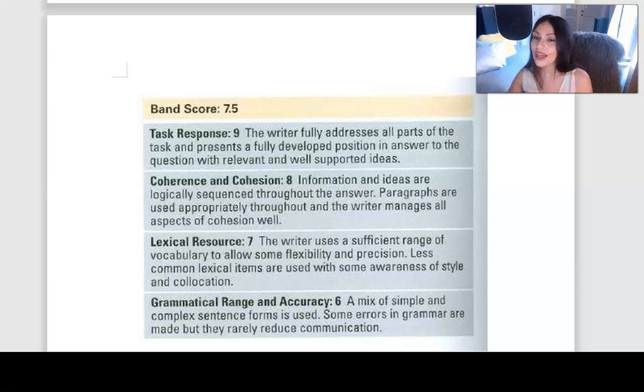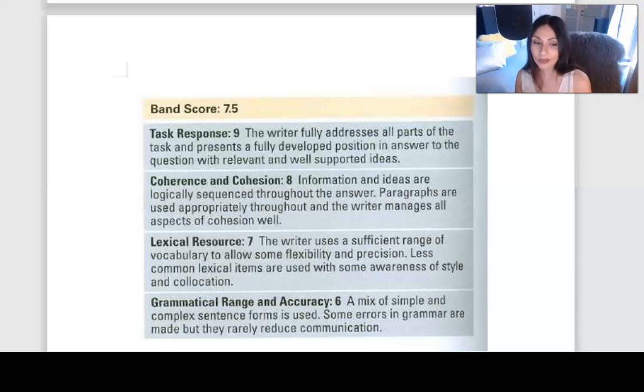It's important that your work is easy to read from one step to another. In terms of lexical resource and vocabulary, this candidate today scored a 7, which is not the highest, but it's still a very good score, very acceptable. The writer used a sufficient range of vocabulary that allowed some flexibility and also some precision. Not complete accuracy, not complete precision, but again, communicable throughout.